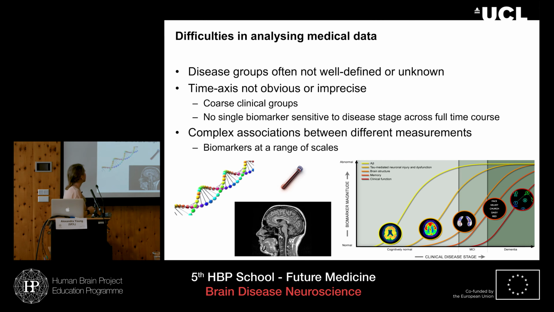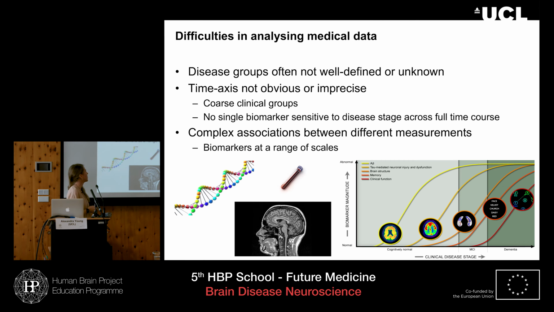Another key issue is that the time axis is often not obvious or imprecise. We can think about using clinical diagnoses, for example, but the clinical groups can be quite coarse. I'm going to focus in this talk a lot on Alzheimer's disease, but I think these ideas generalize across a range of conditions. In Alzheimer's disease, you would have, say, 3 diagnoses: cognitively normal, mild cognitive impairment, and Alzheimer's disease. If you try and look at biomarkers across these different groups, you get a very low temporal resolution, so you've only got 3 stages in your progression modelling.